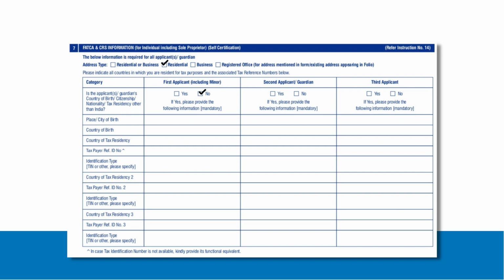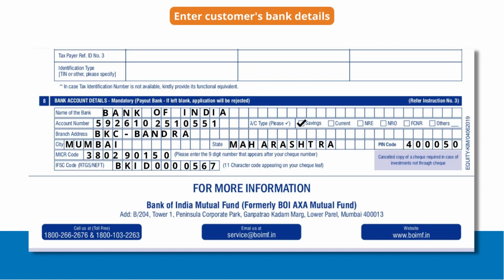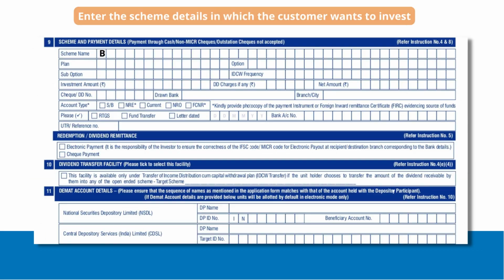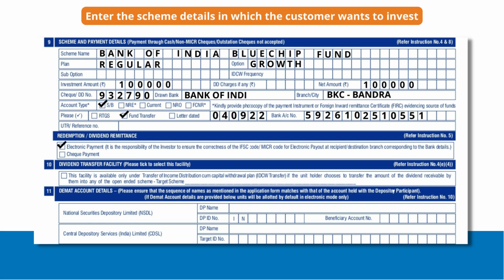In the seventh section, FATCA and SRC Information, under Address Type, make a tick mark according to the applicant's address type. In the table below that, tick No if the applicant's country of birth or citizenship/nationality/tax residency is India, and Yes if vice versa. If the applicant is an NRI, kindly fill the details and also include the taxpayer reference ID number of the country of residency other than India. This tax ID number is mandatory for NRI applicants.